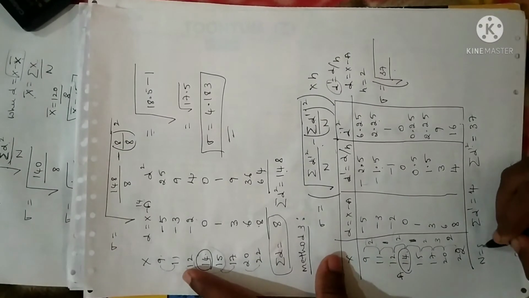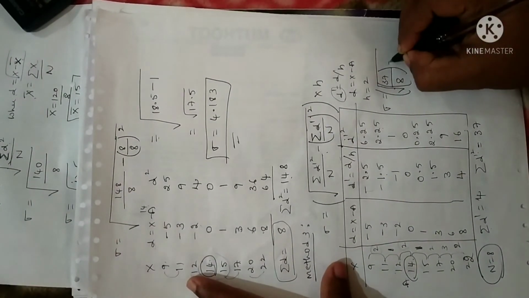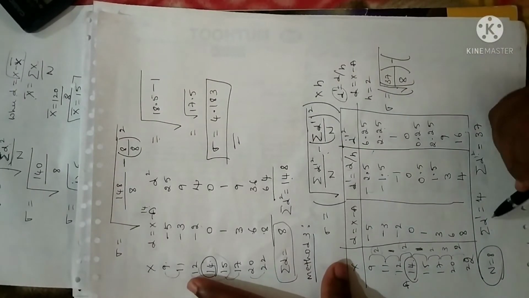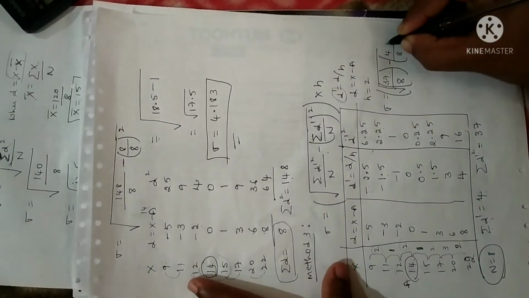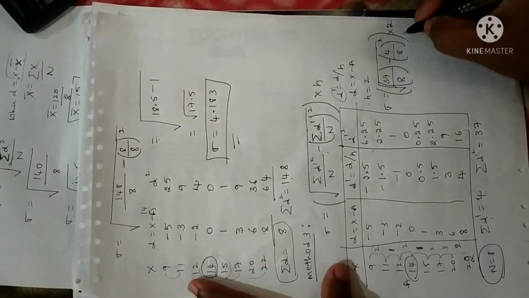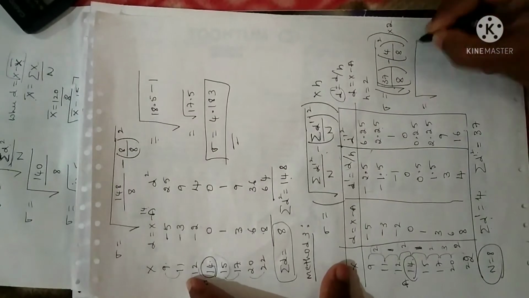Here n value is 8. So 37 divided by 8 minus (sigma D dash square is sigma D dash I have written here). So sigma D dash is 4. Sigma D dash is 4 divided by n, which is 8, the whole square. Close the bracket, into h. So h value is 2. Clear?